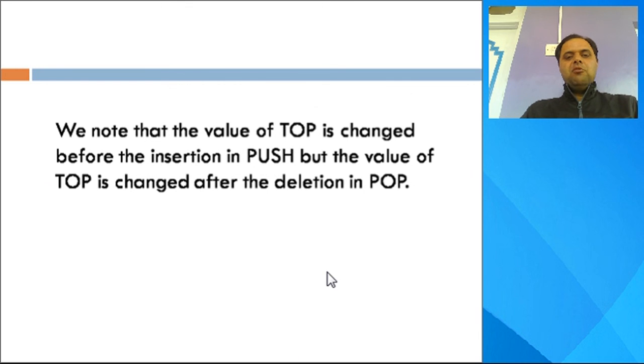So we note that the value of top is changed before the insertion in push, but the value of top is changed after the deletion in pop. In the case of the push operation, first we increase the value of top, that is top equals top plus 1, and then we push the item into the stack. But in the case of pop, or delete, first the item is deleted or popped from the stack, and then we decrease top, that is top equals top minus 1. That's it.